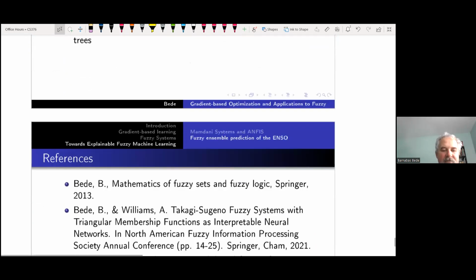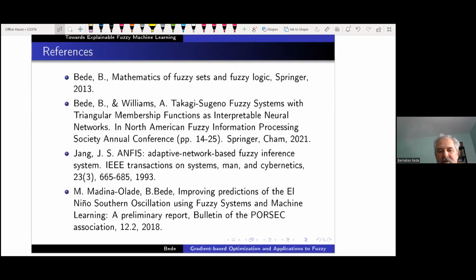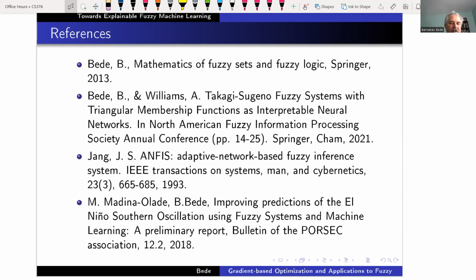So, references. We have talked about these references before. Markel Medina has this paper with me, and ANFIS is by Roger Young, and so on and so forth. So that's all for today.